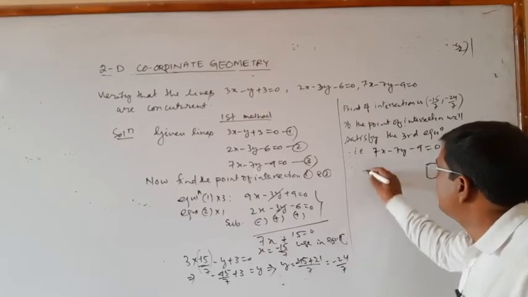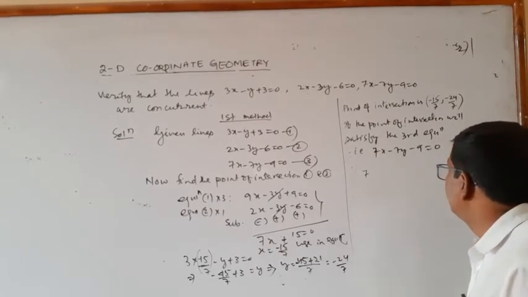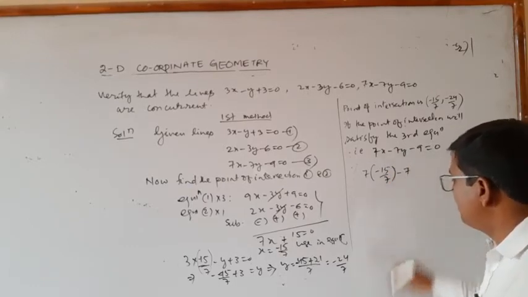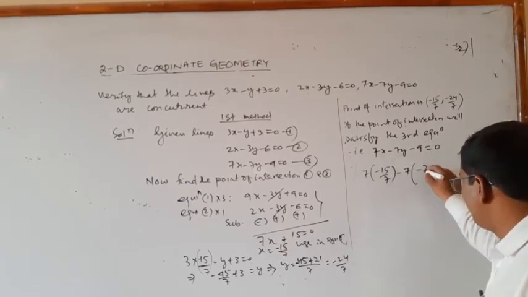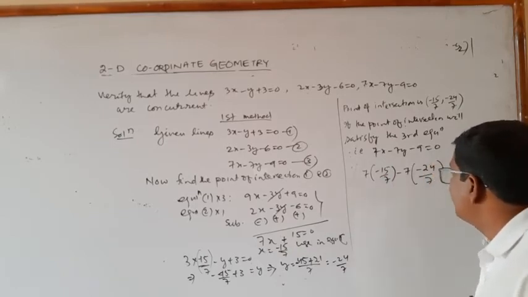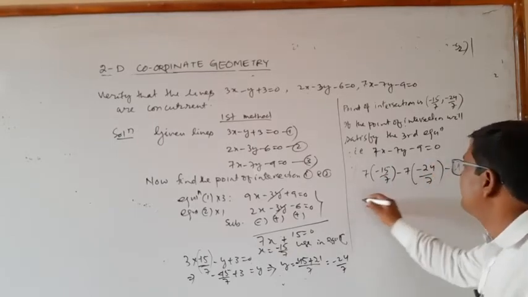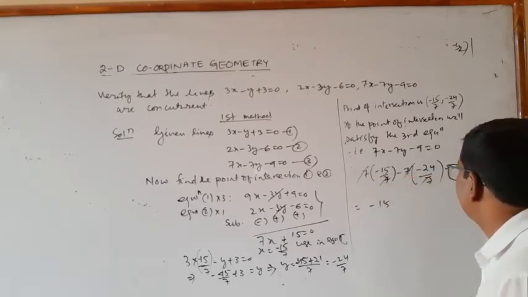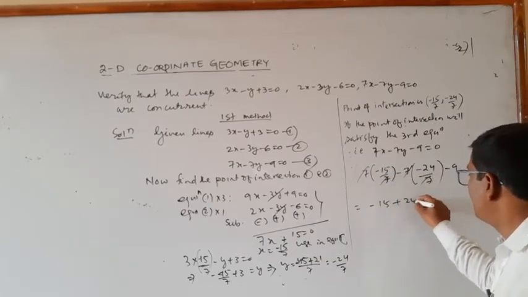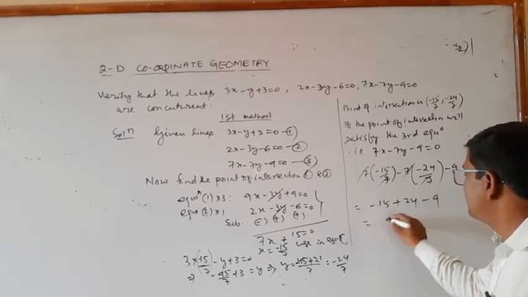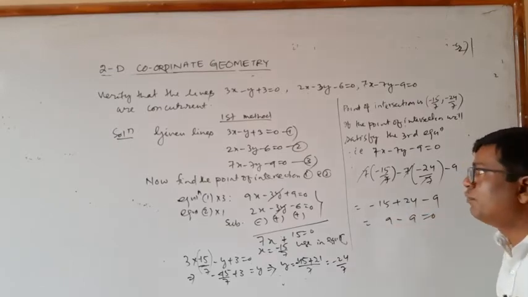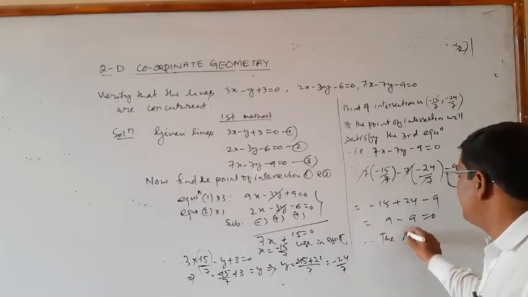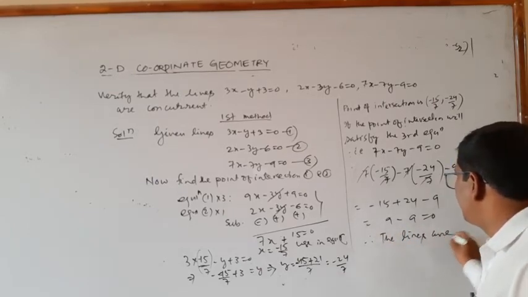So 7 into x, what is the value of x? Minus 15 by 7, minus 7 into y, minus 24 by 7, and minus 9. The 7s cancel, here minus 15, the 7s cancel, plus 24 minus 9. This is equal to 9 minus 9, 0. Therefore the 3 lines are concurrent.